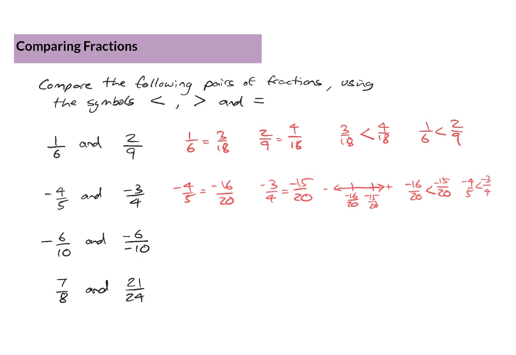Take a minute just to reflect on that one, because these ones can be a little bit confusing. Imagine where they are on the number line. Numbers to the right are bigger than numbers to the left.